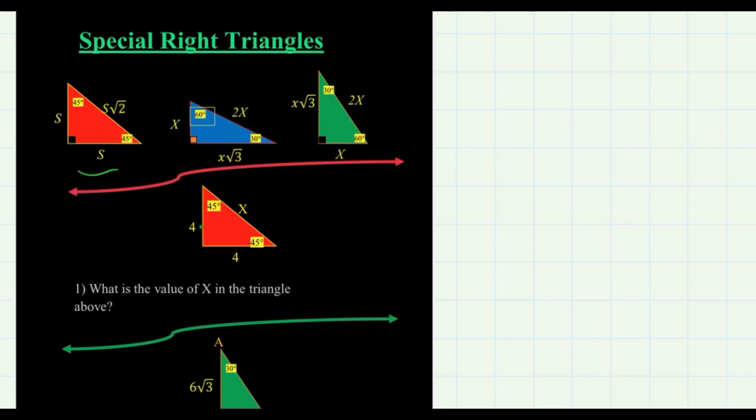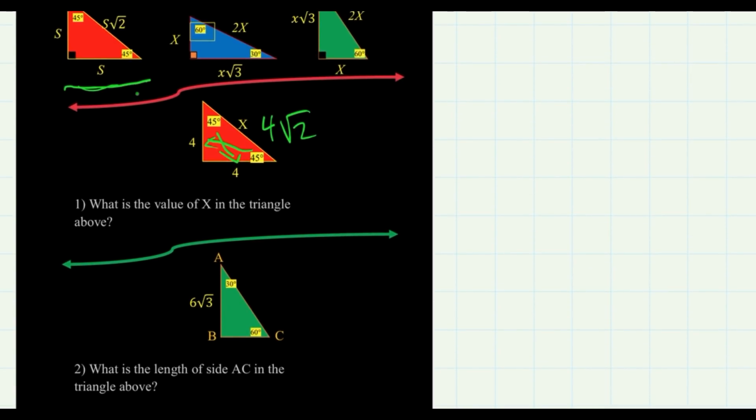Let's look at question number 1. What is the value of x in the triangle above? Well, looking at the triangle above, this is the 45, 45, 90 triangle, which is the same as the red one here on the left. Notice that both sides opposite the 45-degree angles are equal, and they're both 4. So S is 4. So the side opposite, equaling the hypotenuse, is 4 radical 2, or S radical 2.